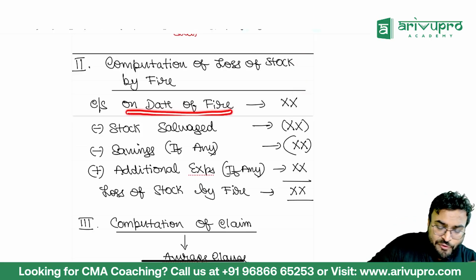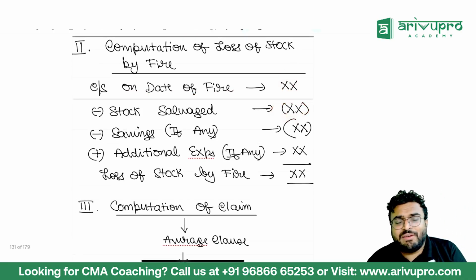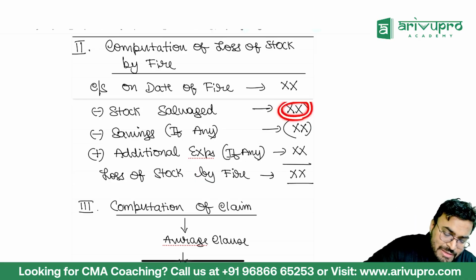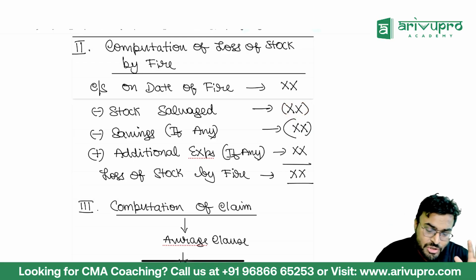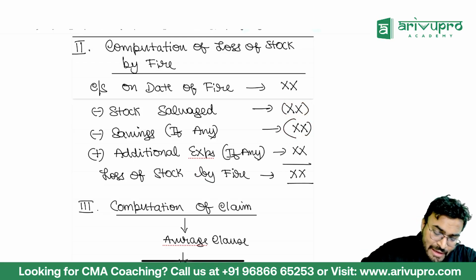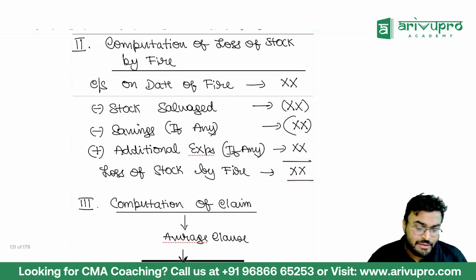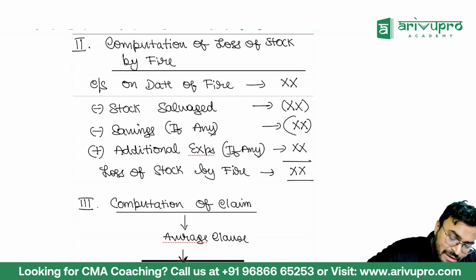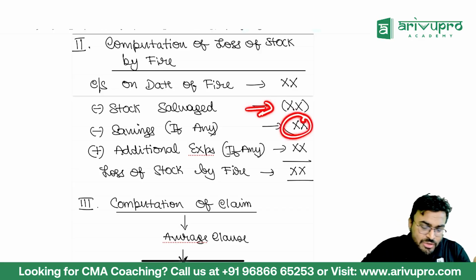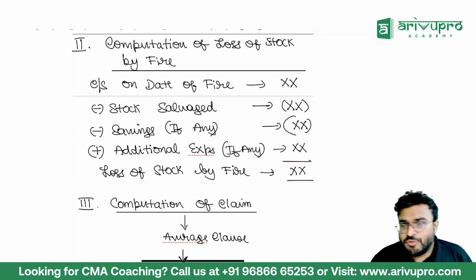Closing stock on the date of fire, minus stock salvaged. What is stock salvaged? Some stock might be saved, it did not get destroyed in the fire. So minus stock which got saved. Minus savings if any. If any savings are there, subtract them. And if any additional expenses we have incurred, like firefighting expense, add them. That time you will get the loss of stock by fire.